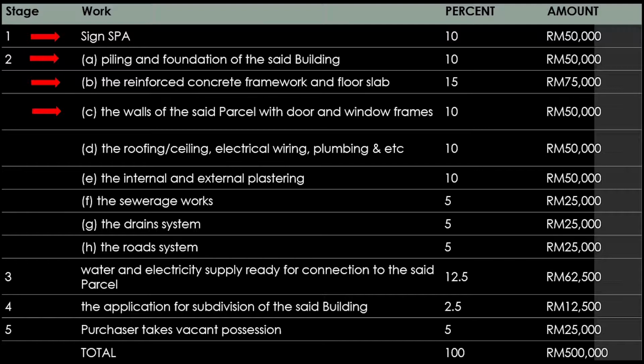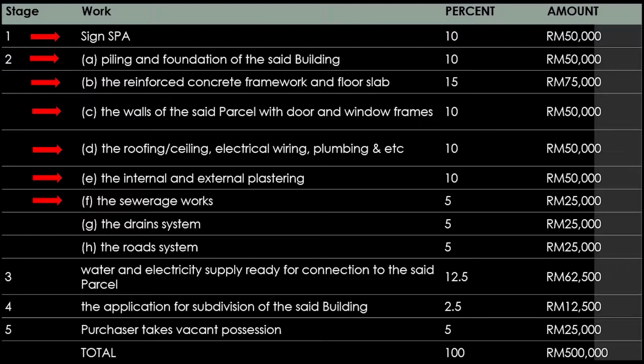Now, the moment they hit the rooftop, the tank, all this kind of rooftop, the roof, the ceiling, the electrical wire, the plumbing work, all this is done, you pay another 10%, which amounts to 50,000. Now once the wall is done and they hit the rooftop, it does not mean that they have already plastered the wall. So when they start plastering and complete the whole entire wall plastering, it will be stage 2E, and it will cost another 10%, which is 50,000.